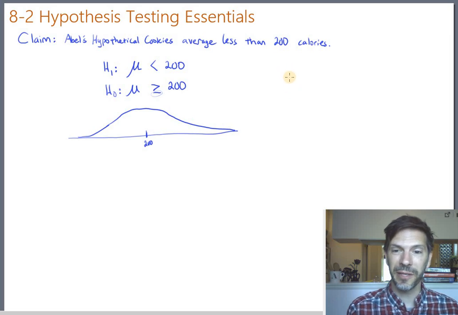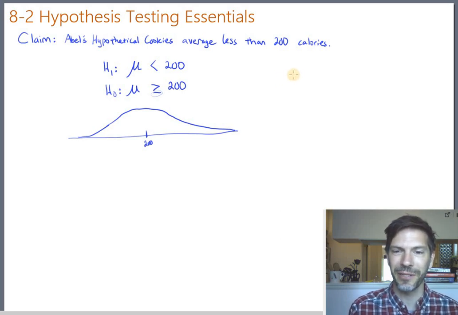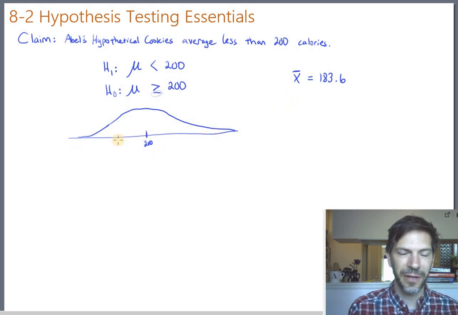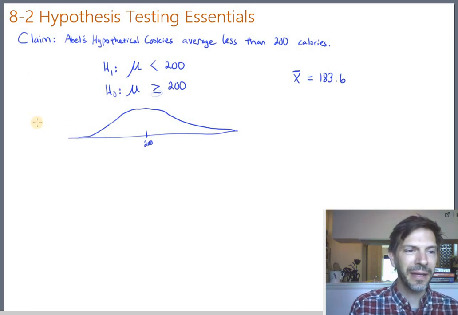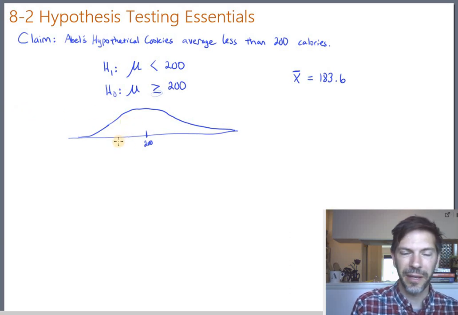So this is the point where you go take a sample. You get a bunch of Abel's hypothetical cookies, you put them in a bomb calorimeter, and you determine exactly how many calories are in each one, and you get a sample mean. And the sample mean, I'm just making this up now, comes out to 183.6. And again, I don't have the context here. I don't know exactly how wide this curve is, but in a couple sections, we'll be able to figure out exactly where that is on the curve.